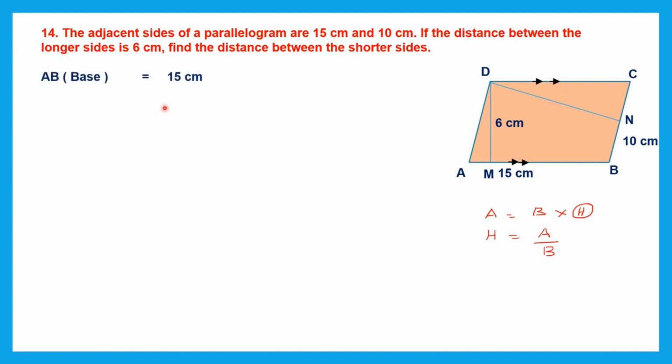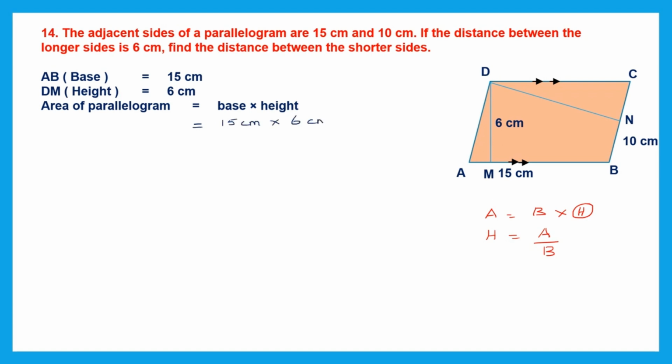So let's begin by saying AB is the base. We're going to take AB as the base, which is 15 centimeters. DM is the height, and that is 6 centimeters. Now that we have the base and the height, we can find the area using the formula base into height. So the base is 15 centimeters and the height is 6 centimeters. When you multiply 15 into 6, you get 90 centimeter square. So now we have found the area.